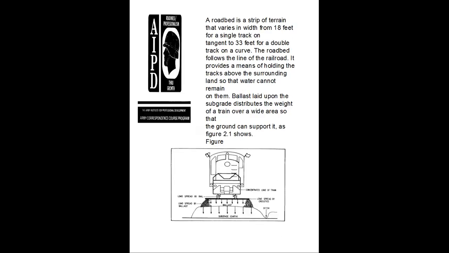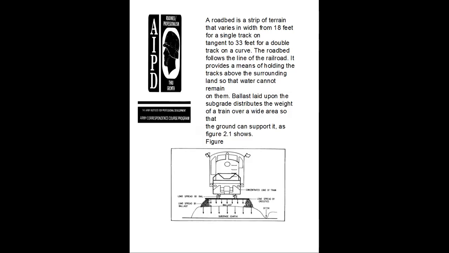A roadbed is a strip of terrain that varies in width from 18 feet for single track tangent to 33 feet for double track curve. The roadbed follows the line of the road and provides a means of holding the tracks above the surrounding land so that water cannot remain on them. The ballast laid upon the subgrade distributes the weight over the terrain in a wide area so that the ground can support it, as the figure shows.